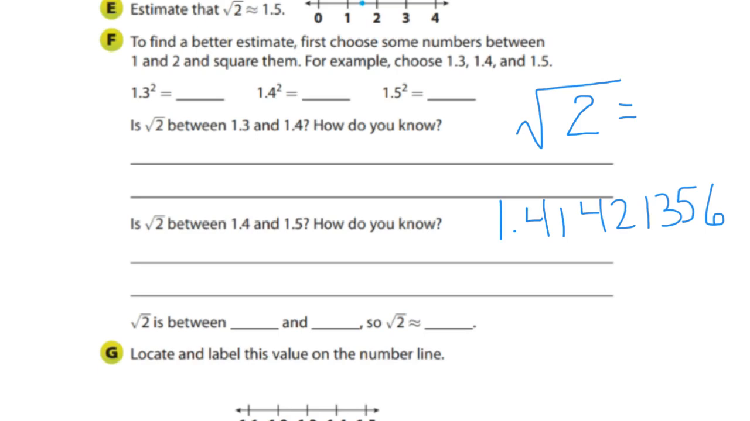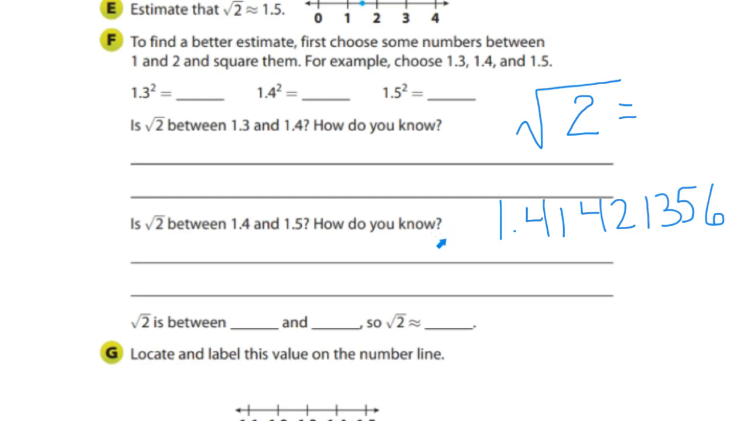And one thing I'm going to ask you to do is put it on a number line. So where would this number fall on a number line? You have to label it so I know where it is. And I might ask you to round it also. So let's put it on the number line first.